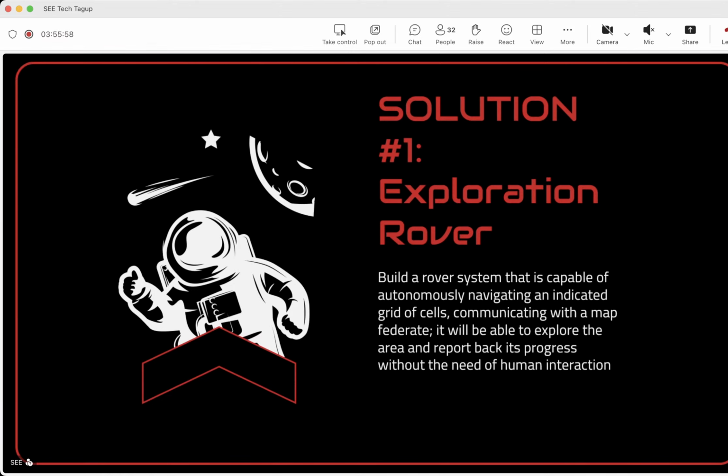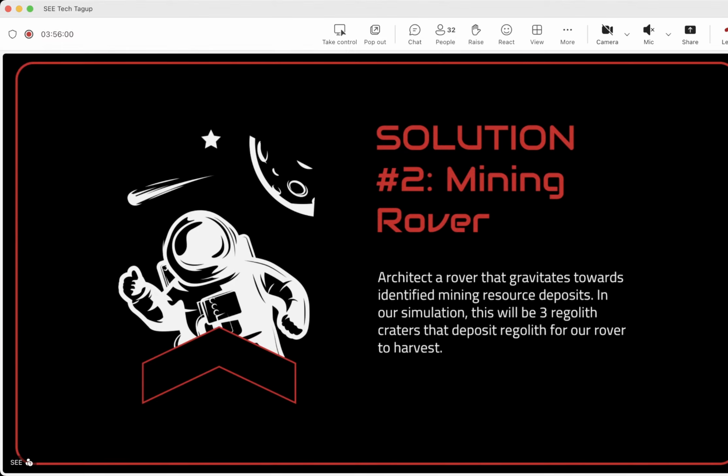Next slide, please. Our second rover is the Mining Rover, which is a rover that gravitates towards identified mining resource deposits. Again, this is the Federate that's going to publish its location, its stock, as well as how much the extraction rate actually is. And for our simulation, there's going to be 3 craters that our rover is going to actually traverse to and begin to mine.